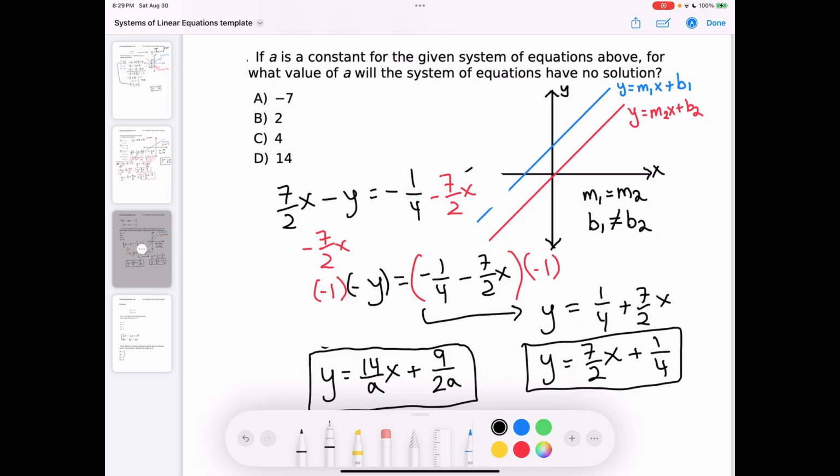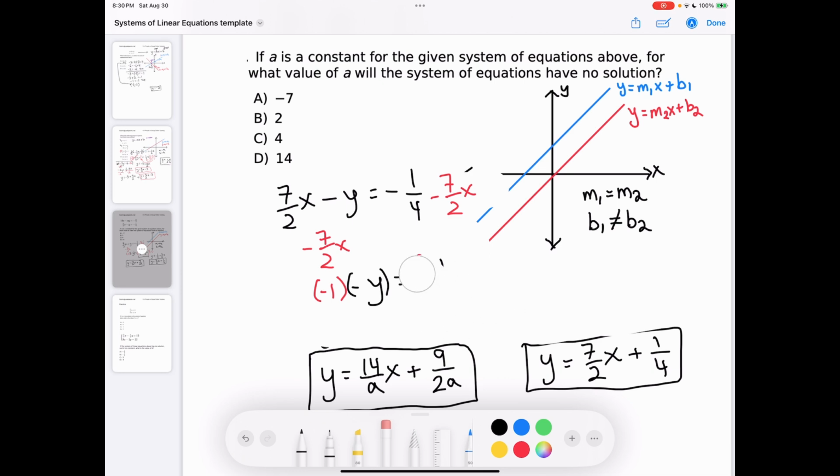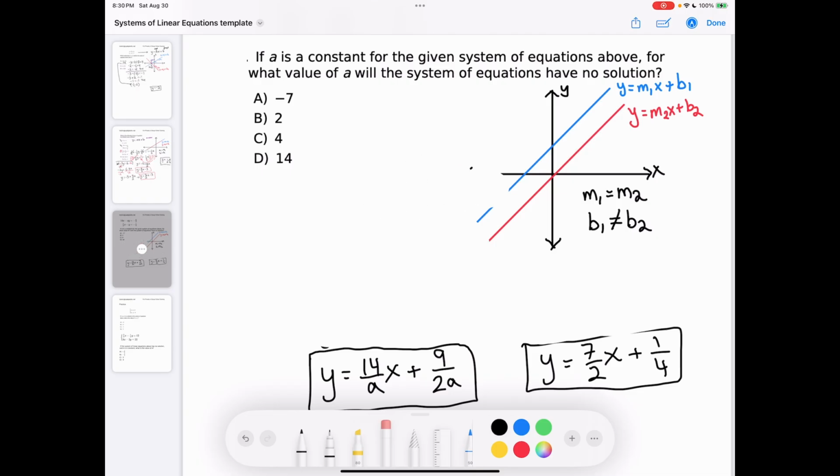Okay, so these are my 2 equations converted into this slope-intercept form. So I have to figure out what the value of a is. And how do I know what value of a I need? I need to ensure that I end up with the same slope, but different intercept. All right, so the slope of the first function, or m1, is 14 over a, right? And the slope of my second function is 7 halves, okay? So I need to make sure that 14 over a is equal to 7 over 2.